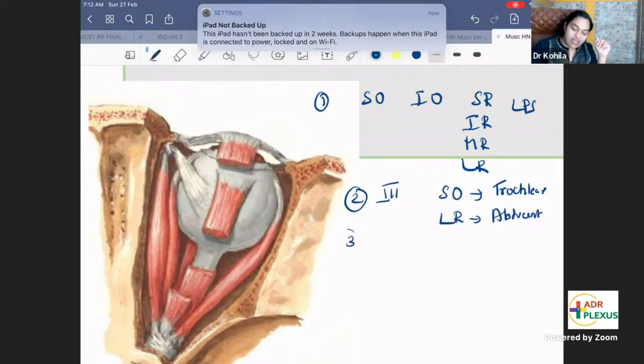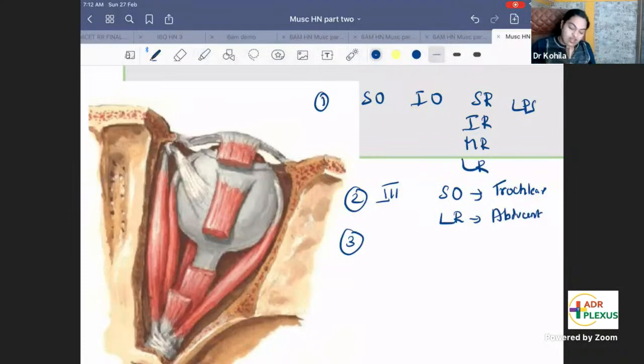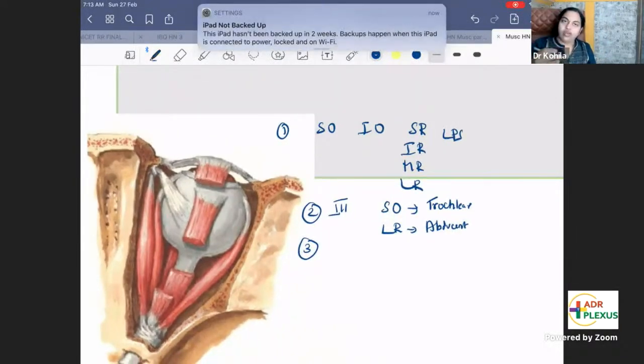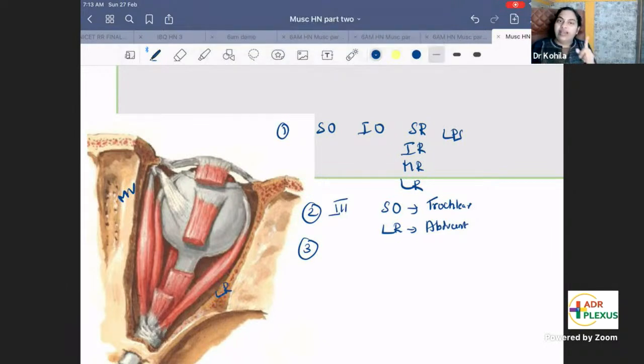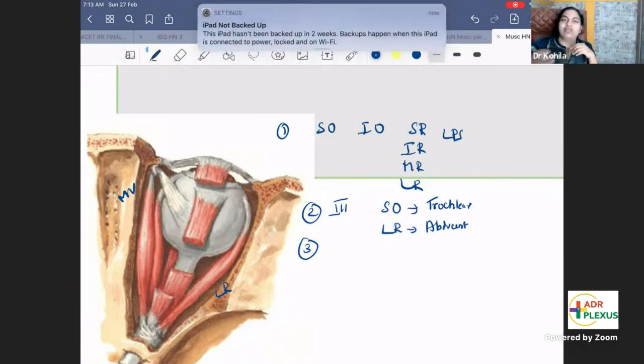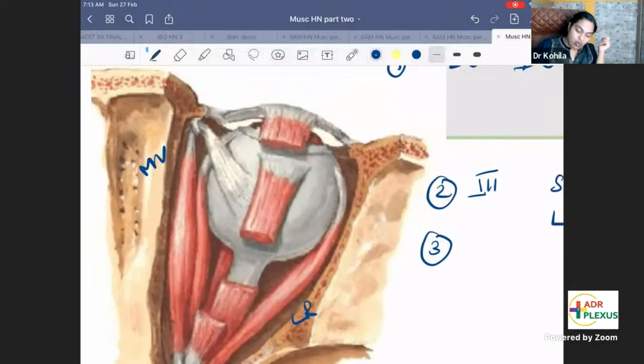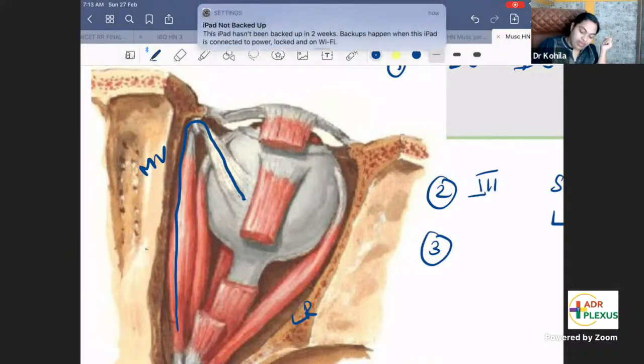Location of the muscles is also easy. This orbit will have a roof, floor, medial wall, and lateral wall. So this is the medial wall, this is lateral wall. Remember this point in your mind. On the lateral wall, a single muscle will be seen. In the roof there will be two muscles, in the floor two muscles, and in the medial wall two muscles. If you see the medial wall, this is very easy to identify. The muscle which turns around the trochlea and inserts behind the equator is superior oblique, right?